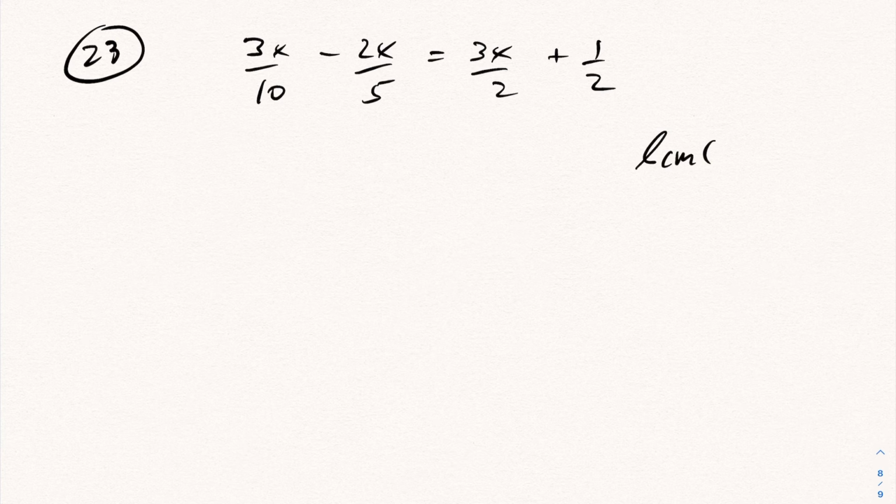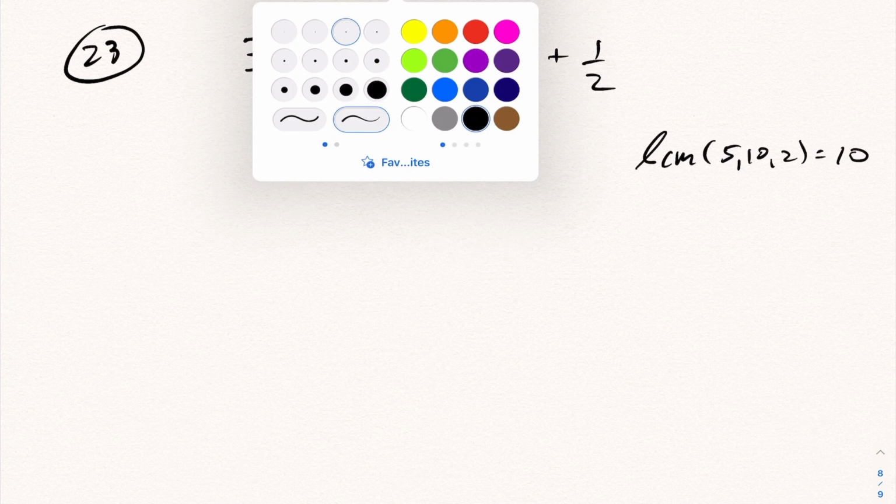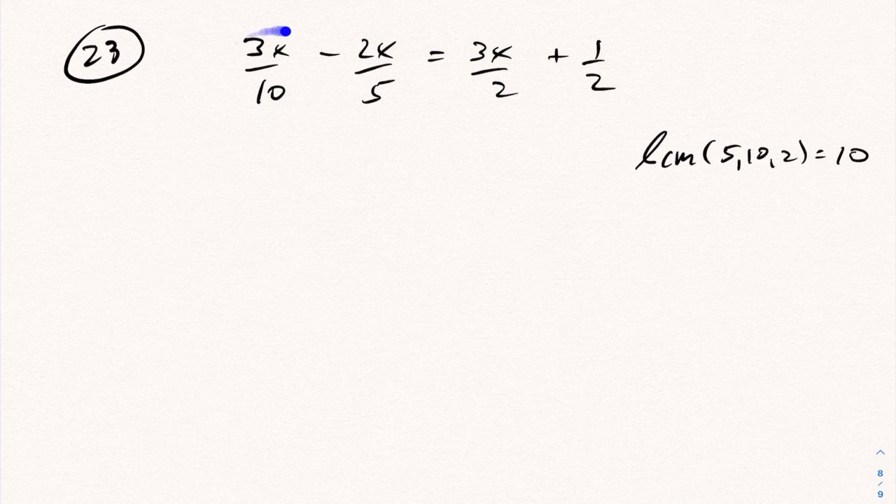Now I need to think of a number that's going to cancel off 5, 10, and 2. Well, that number is going to be 10, right? 10 will divide 5, 10, and 2. So I'm going to multiply everything by 10. Anything separated by addition or subtraction, you're going to put a 10 across.